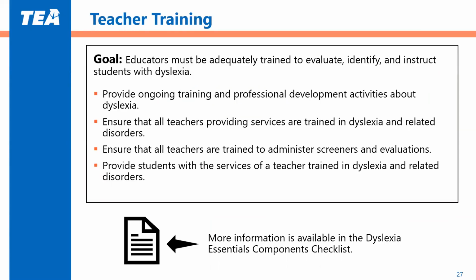The final section in the Essential Components Checklist is teacher training. All Texas educators working with students with dyslexia must be adequately trained to evaluate, identify, and instruct students with dyslexia and related disorders. Some key considerations include providing ongoing dyslexia training and professional learning activities, ensuring all teachers are trained to administer screeners and evaluation, and ensuring students identified as needing services are provided with a teacher trained in dyslexia and related disorders. For more information, you can refer directly to the Dyslexia Essential Components Checklist.